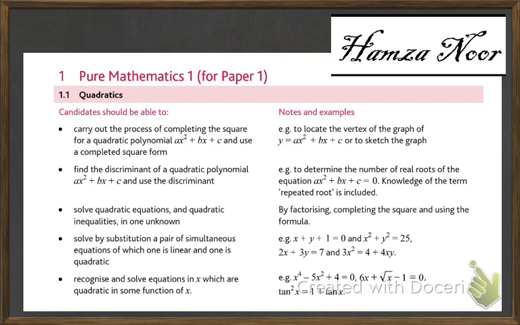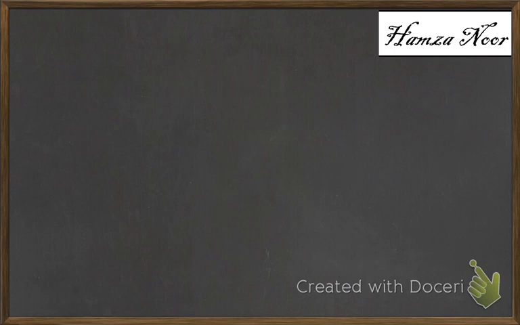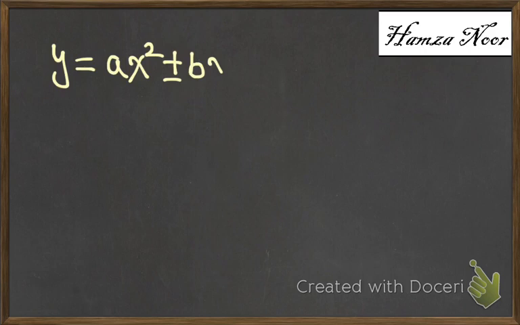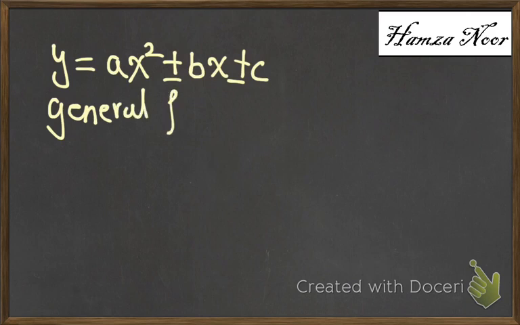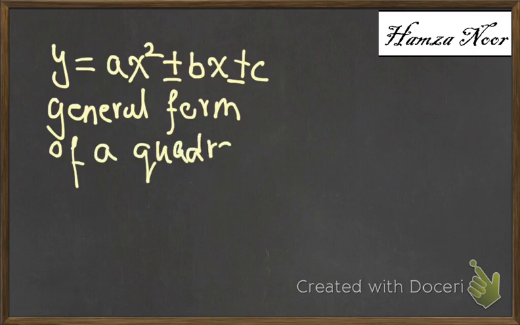Alright, so let's start with this. What is a completing square form? Since you know that a general form of the quadratic equation is y is equal to ax squared plus minus bx plus minus c. This is called the general form of a quadratic equation. So what we need to do is convert this into a completing square form.